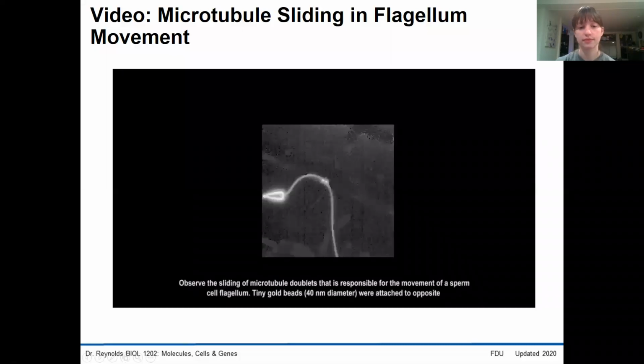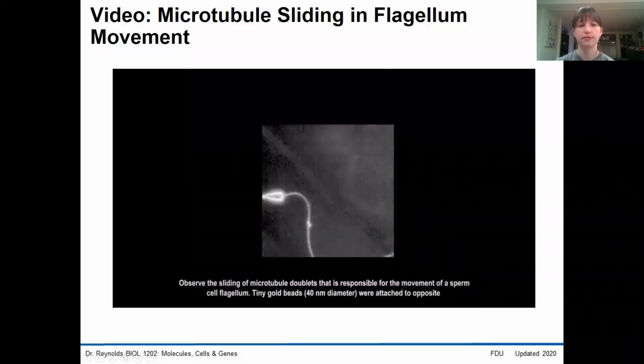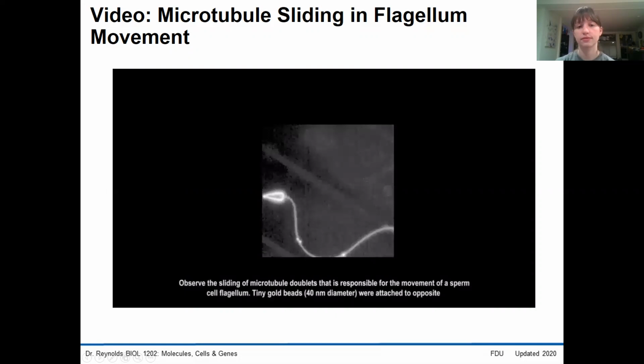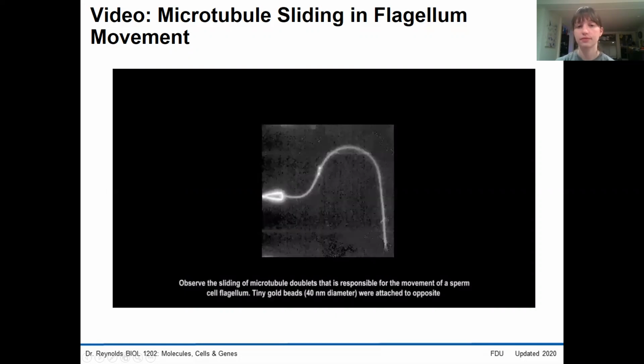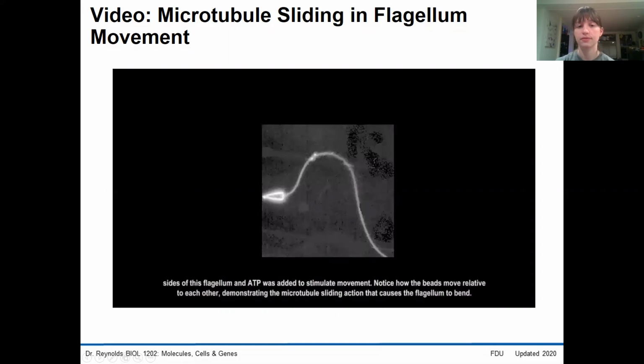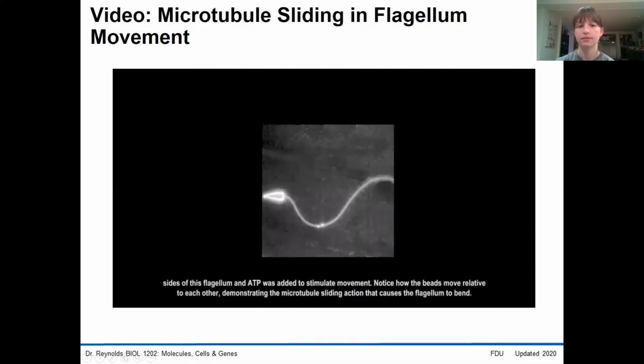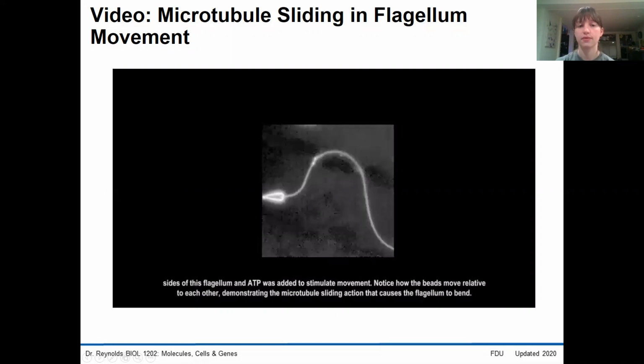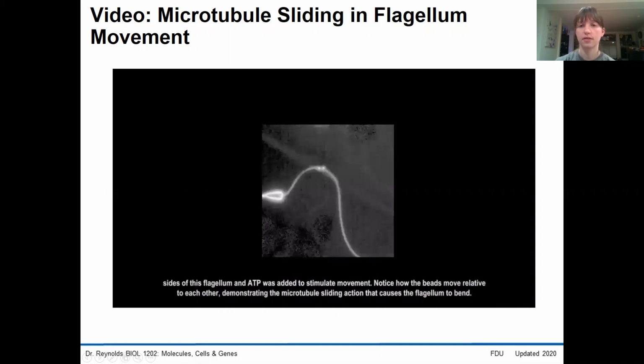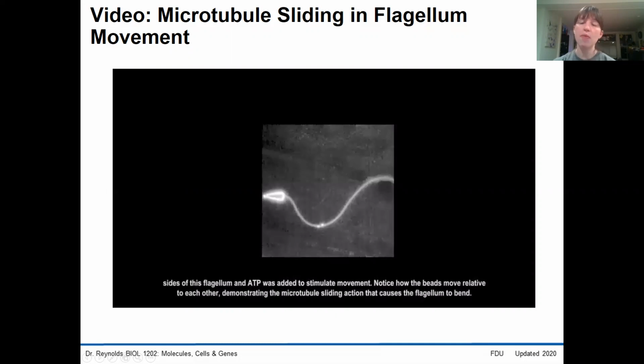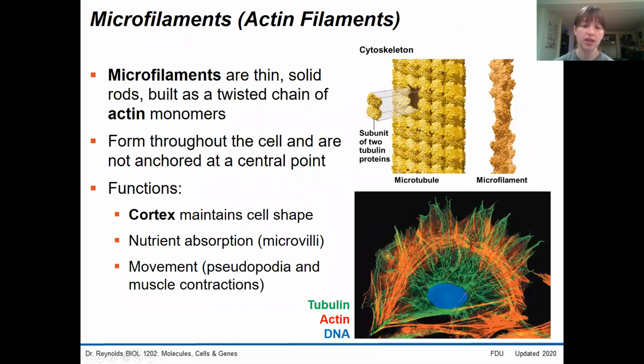Observe the sliding of microtubule doublets that is responsible for the movement of a sperm cell flagellum. Tiny gold beads, 40 nanometers diameter, were attached to opposite sides of this flagellum, and ATP was added to stimulate movement. Notice how the beads move relative to each other, demonstrating the microtubule sliding action that causes the flagellum to bend.